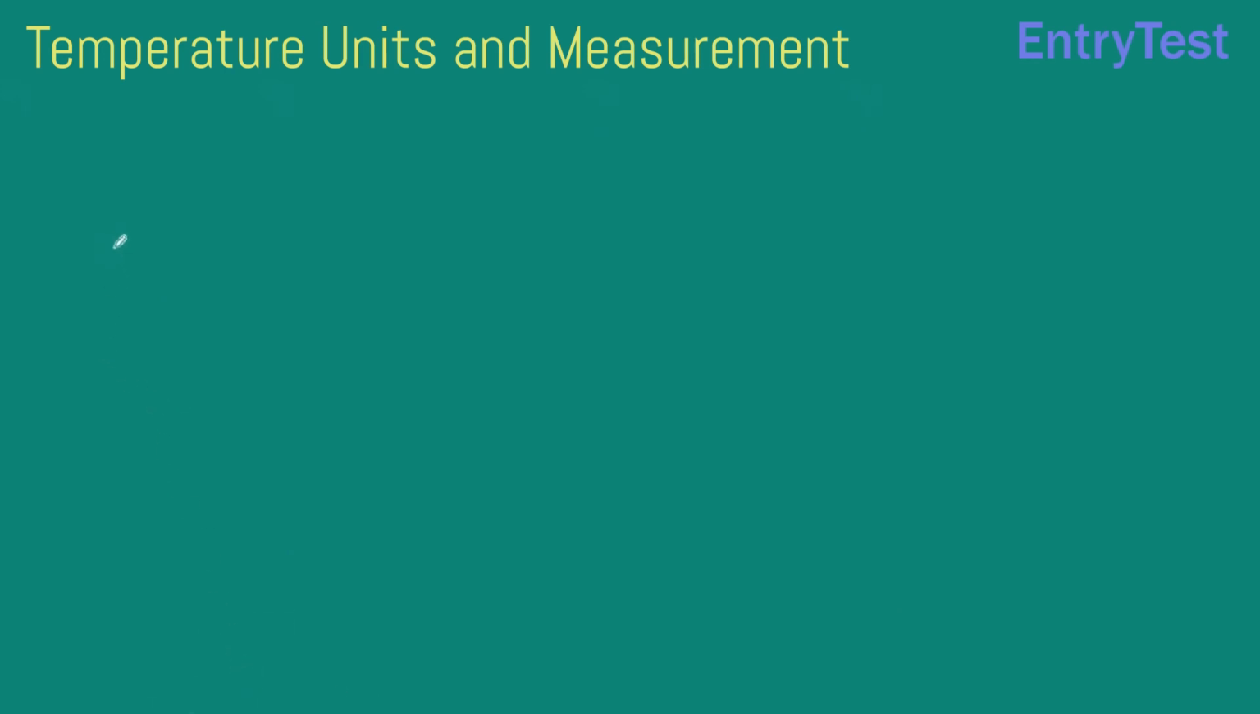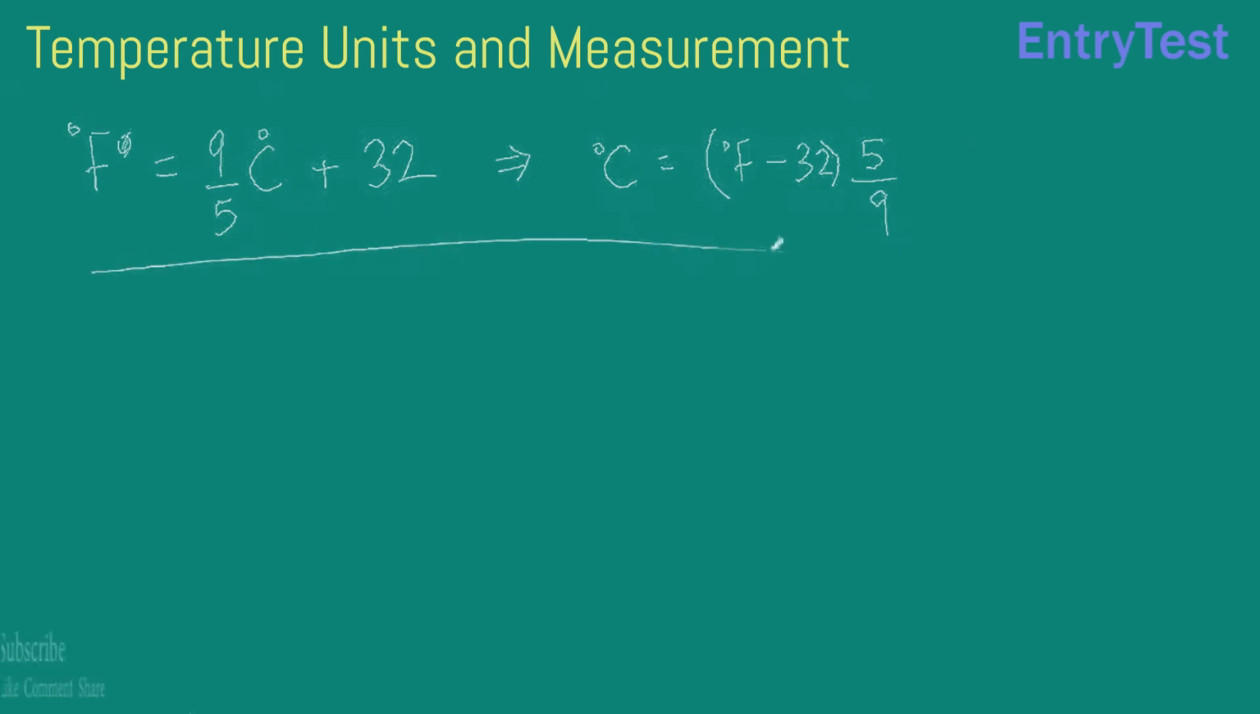The relationship between Fahrenheit and Celsius is that the temperature in Fahrenheit is equal to 9 by 5 times the temperature in Celsius plus 32 degrees. And if you use this equation, you can easily find that the temperature in Celsius is equal to whatever degrees you had in Fahrenheit, subtract 32, multiply by 5 by 9. But in SAT chemistry, Fahrenheit is not used, so most probably you will not have to use this conversion.